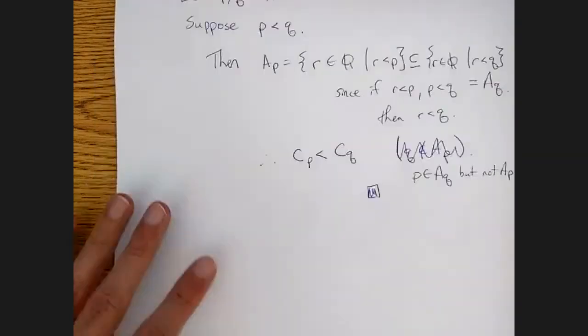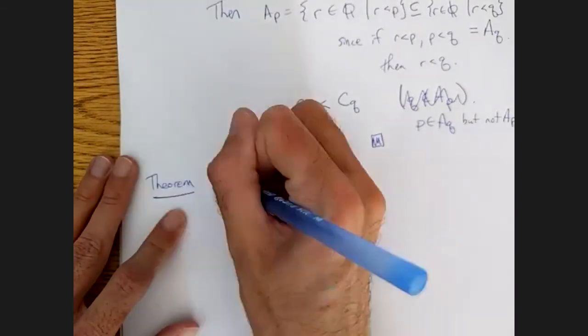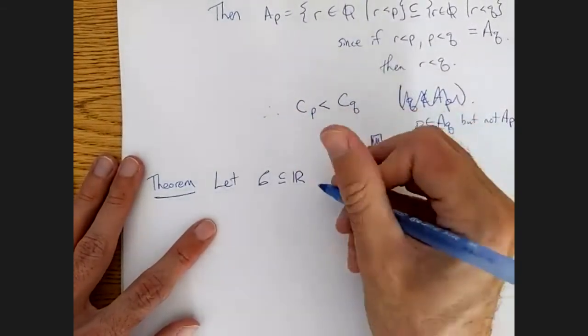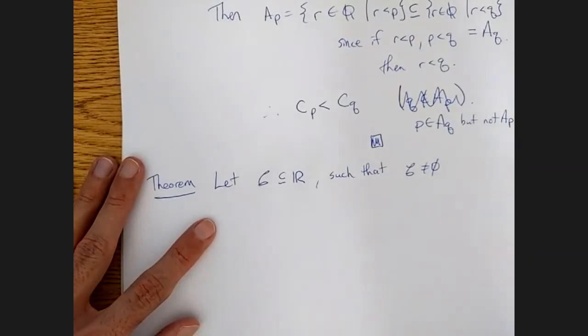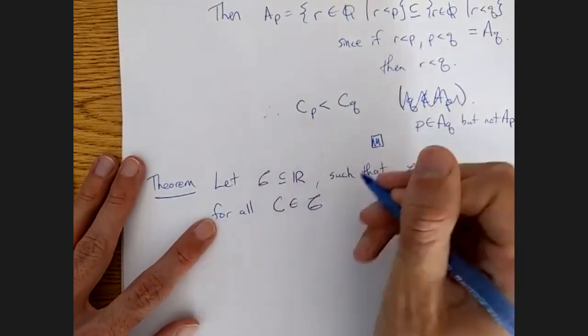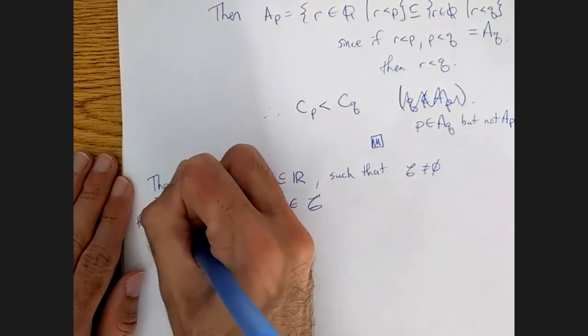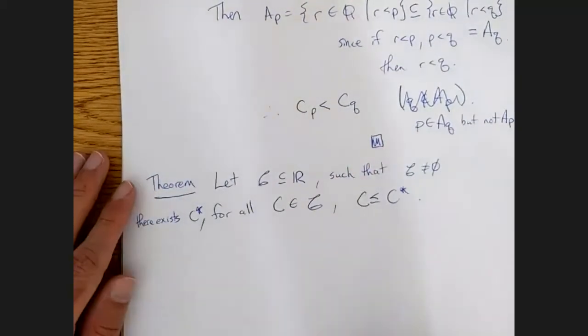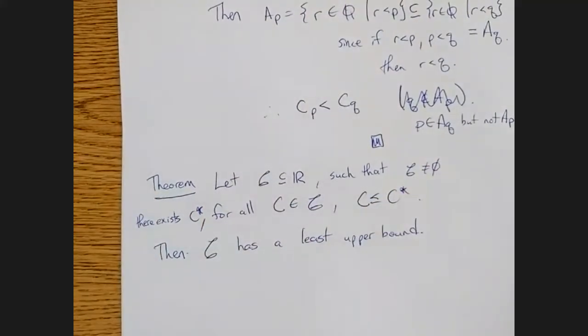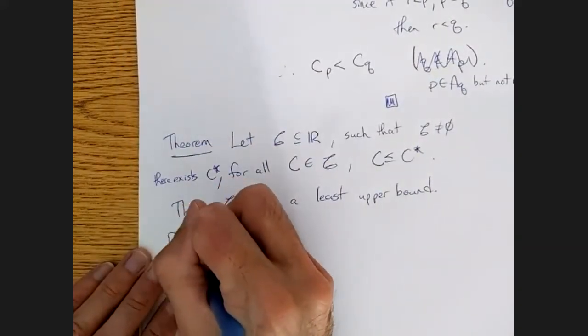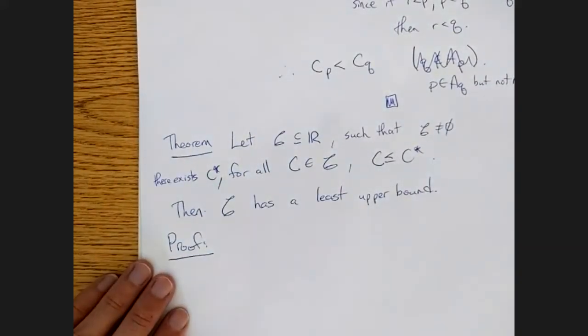Okay. Theorem. Let C be a non-empty subset of the real numbers such that there exists a C star which is an upper bound, that is, C is less than or equal to C star for all C in C. Then C has a least upper bound.